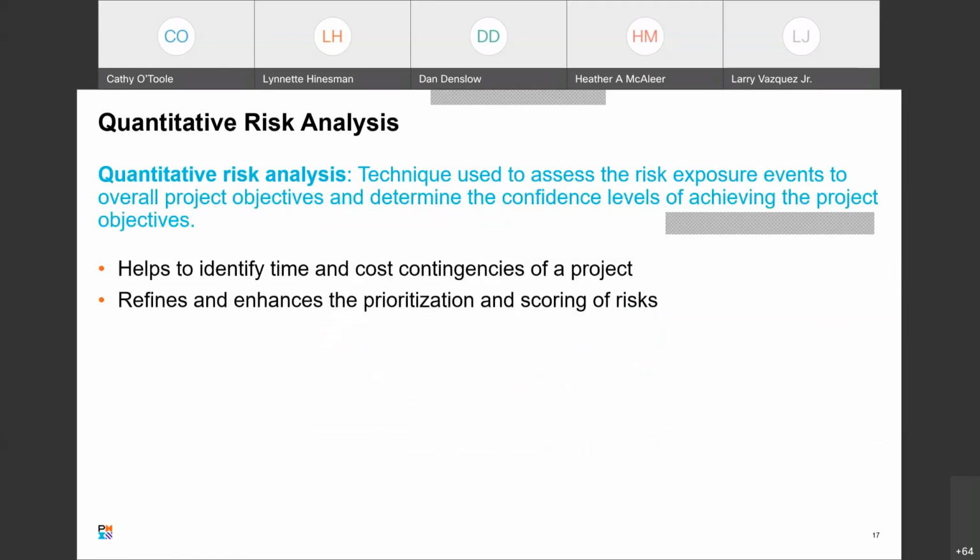Then there's also something called quantitative risk analysis. This is a technique used to assess the risk exposure events to overall project objectives and determine the confidence levels of achieving the project objectives. Things you have to remember here is that a quantitative risk analysis can help you to identify time and cost contingencies of a project, and it will help you in refining and enhancing the prioritization and scoring of your risks.